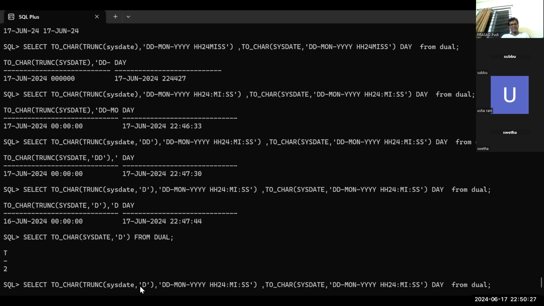I gave D with trunc. Trunc always goes to the least one, means the first one. If it is today's date, it goes to 12 o'clock. If it is D, it goes to day 1. Day 1 means Sunday, Sunday midnight. That's why it is showing 16th June 2024 00:00. If you see, 16th is Sunday. So that is the reason it is going to 16th.